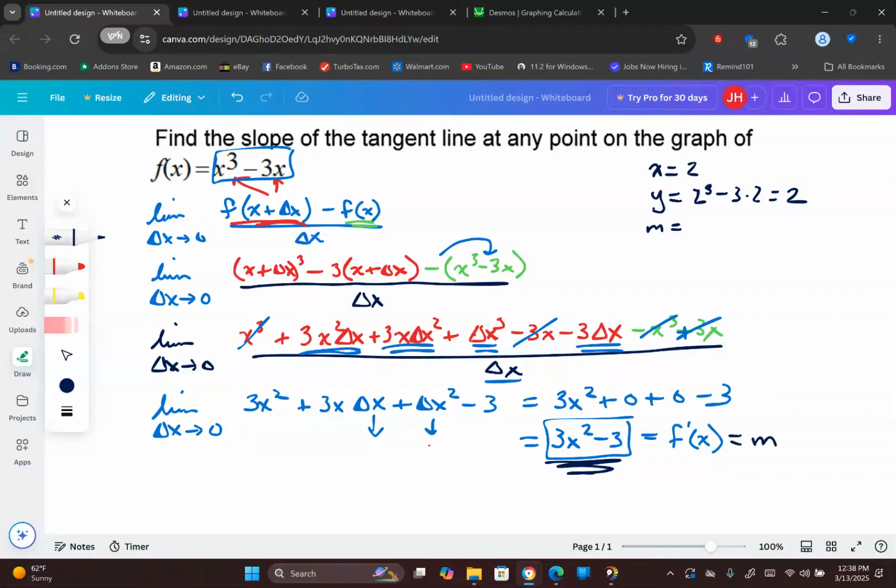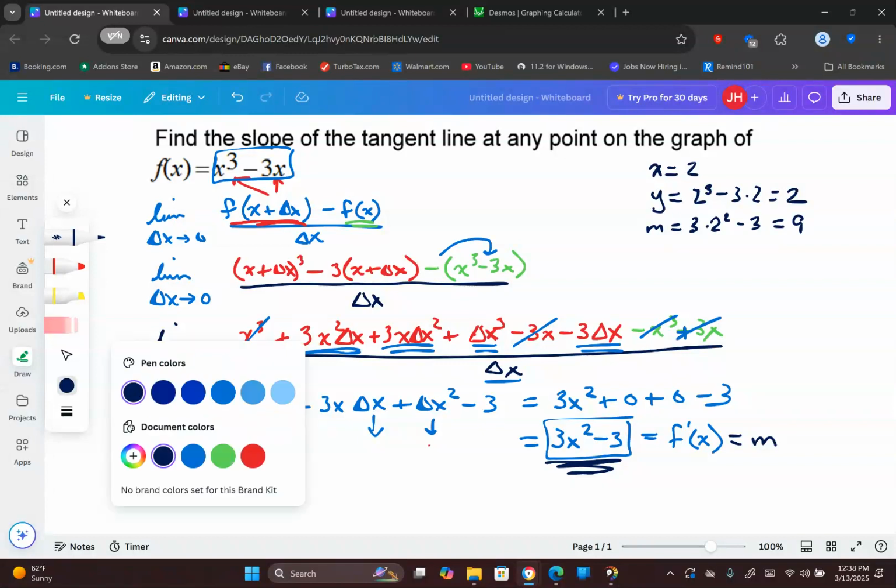The derivative is the slope of the tangent line. You would take 3 times 2 squared minus 3, and that comes out to be 12 minus 3, which is 9. So when we take a look at this graph, the tangent line is going to be this.